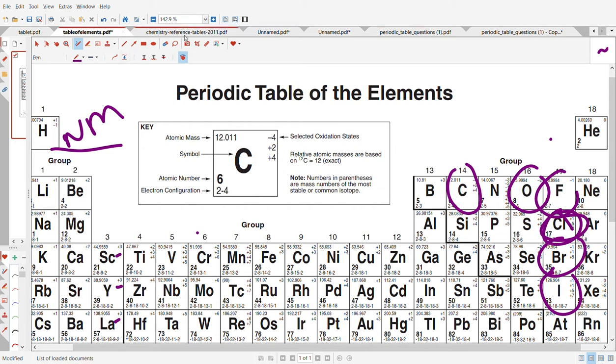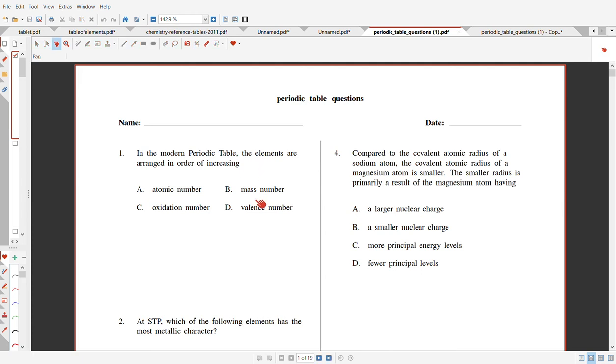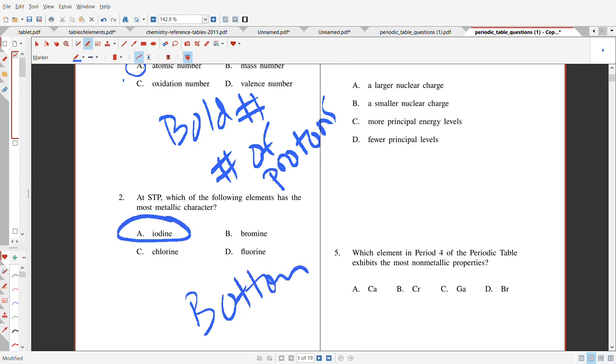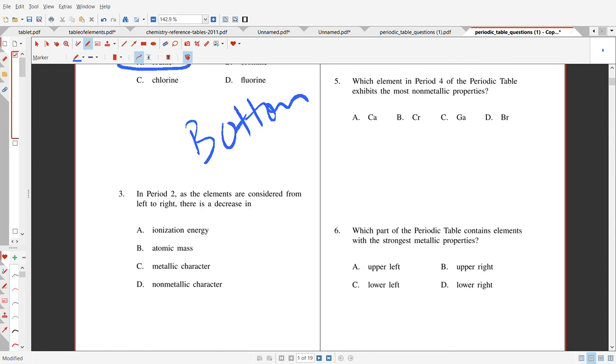So when you're going to guess, pick one of the extremes. Most metallic is the one at the bottom, because the lower left is most metallic, even though these are all nonmetals. So it's a very confusing question.